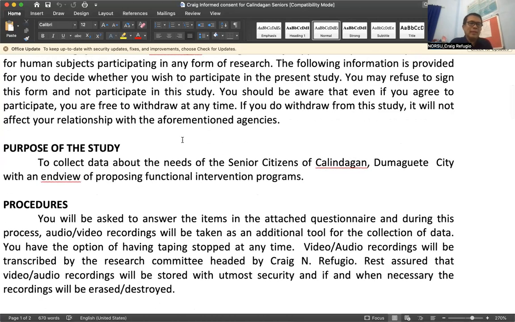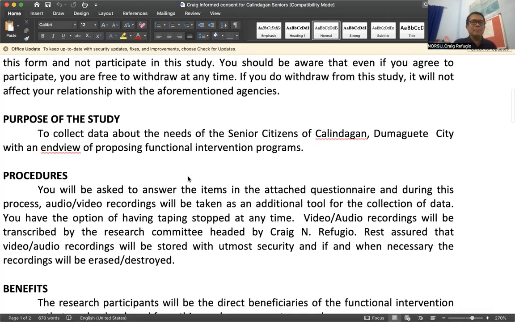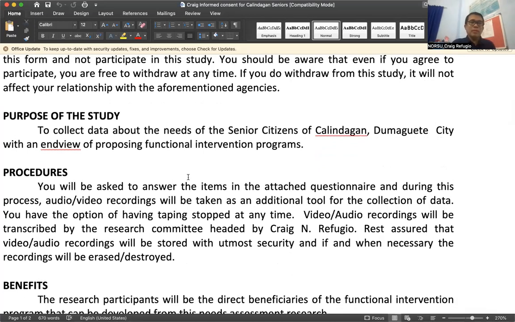Next is you have to indicate the purpose of the study. So in this case, to collect data about the needs of the senior citizens of Calindagan, Dumaguete City with an end view of proposing functional intervention programs. Then the procedures. You will be asked to answer the items in the attached questionnaire. And during this process, audio video recordings will be taken as an additional tool for the collection of data. You have the option of having taping stop at any time.